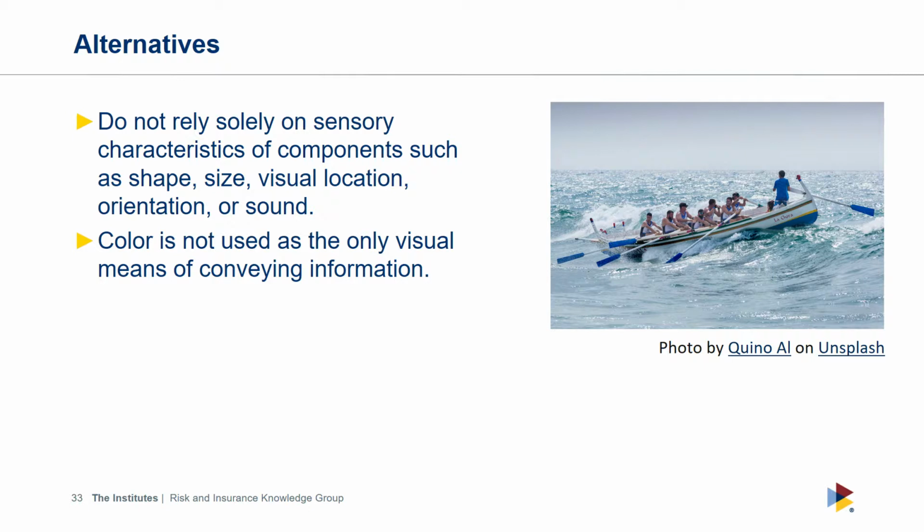We do not want to rely on sensory characteristics of components such as shape, size, visual location, orientation, or sound. And color should never be the only visual means of conveying information. If you have ever filled out a form and messed up and skipped a field, and then had to go back and find it, and the only thing different is that the color of the border around the input changed.